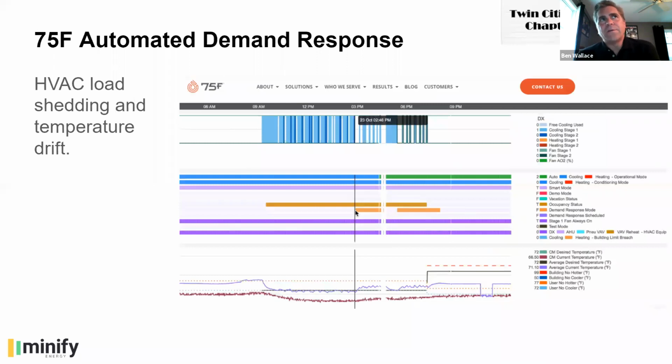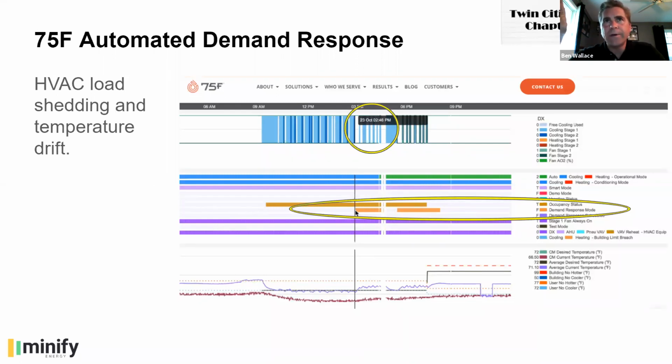One other example from 75F is that there's a baked-in automated demand response capability, which in this chart shows the orange is the demand response signal coming into play, and up above you'll see the cooling in stage 1 and stage 2, light blue being stage 1, dark blue being stage 2, and you can see at 3 o'clock when this demand response comes from the grid, it goes to white, and basically shuts that back and then pulls back onto only stage 1 cooling at that point.